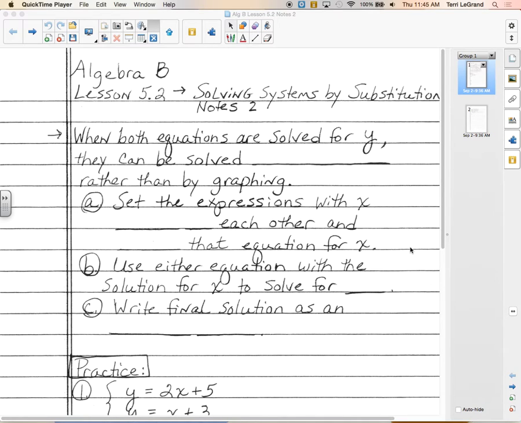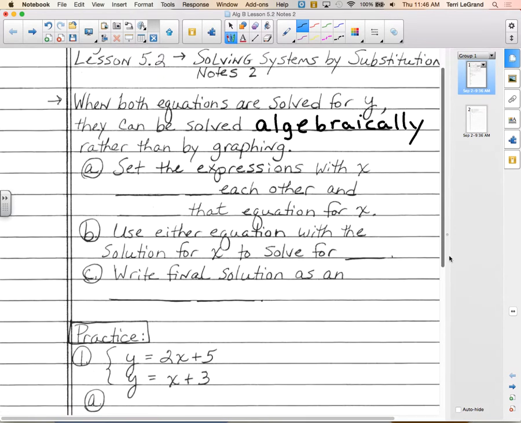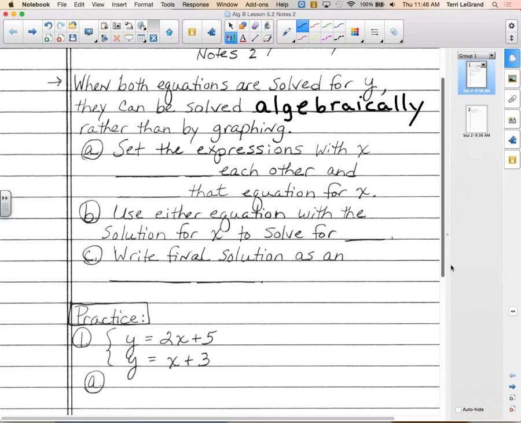by itself. They can be solved, just like our learning goal says, algebraically rather than by graphing. Doesn't mean they still can't be solved by graphing. It just means there's another way to solve them also, and we could do it algebraically. So we're still solving by substitution. I don't want you to think we're learning a whole new thing here. We're just saying when we solve by substitution and both of the equations are solved for y, what kind of a process should we use then?